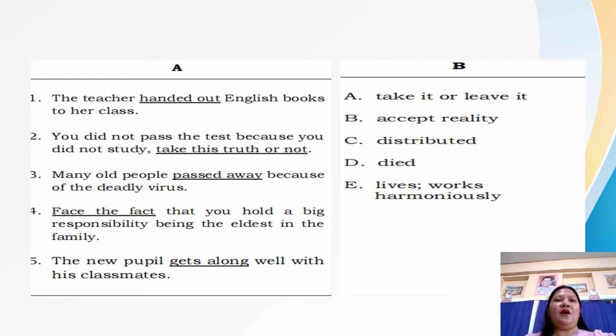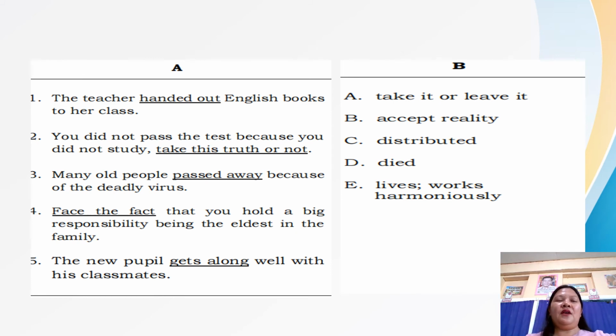Number 3. Many old people passed away because of the deadly virus. Passed away means A. Take it or leave it. B. Accept reality. C. Distributed. D. Died. Or E. Lives, works harmoniously. Number 4. Face the fact that you hold a big responsibility being the eldest in the family. Face the fact means A. Take it or leave it. B. Accept reality. C. Distributed. D. Died. Or E. Lives or works harmoniously.